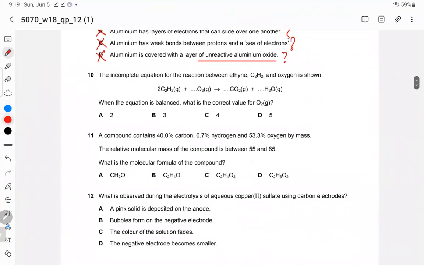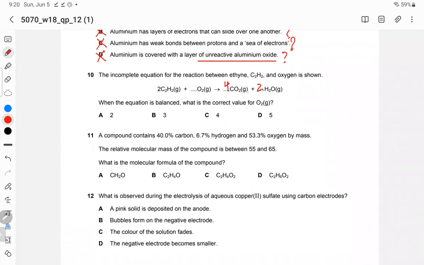Now, the incomplete equation for the reaction between ethyne and oxygen is shown. When the equation is balanced, what is the correct value for O2? Who can tell me the correct answer? What will be the value of carbon dioxide? 4, because there are 4 carbons. There are 2 moles of ethyne, which makes 4 carbons. And what will be the value of water? No, it will be 2.